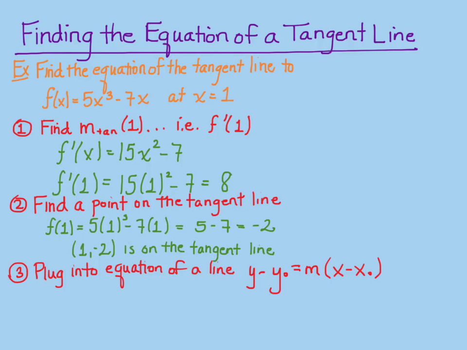So the point-slope form of a line gives us y minus y naught equals m times x minus x naught. So y naught is going to be negative 2 in this case, x naught is going to be 1, and m is going to be 8. So we end up with y minus negative 2 equals 8 times x minus 1, or if you wanted the slope-intercept form, we'll end up with y equals 8x minus 10.